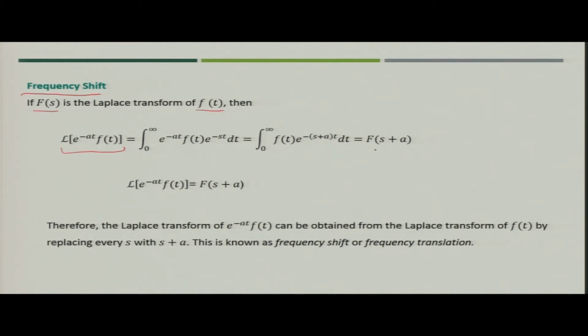Which is nothing but the Laplace transform with s replaced by s plus a. So, you can say that in case of frequency shift, the Laplace transform of e to the power minus at f(t) can be obtained from the Laplace transform of f(t) by replacing every s with s plus a. This particular property is called frequency shift or frequency translation.